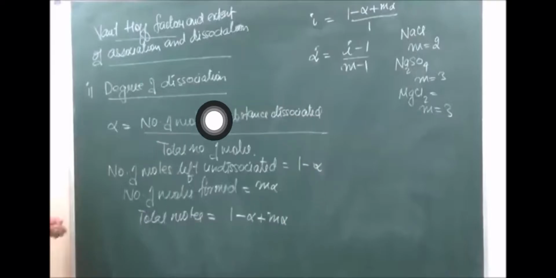So in this way we can calculate i equals 1 minus alpha plus m alpha upon 1. Why are we taking 1 over here? Because we have started with one mole. So that's why alpha will come to i minus 1 upon m minus 1. So the value of that is coming this way.